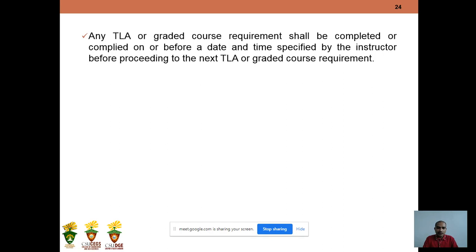Then any TLA or graded course requirement shall be completed on or before a date and time specified by the instructor before proceeding to the next TLA or graded course requirement. So for example, for topic 1 there are two TLAs, for example a quiz and an assignment. So there are tendencies that you cannot proceed to the next one, the assignment, if you have not yet finished the quiz.